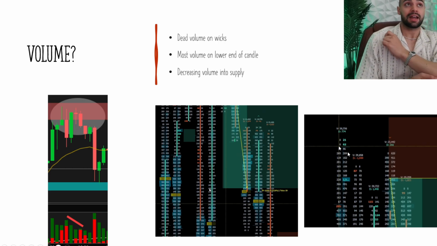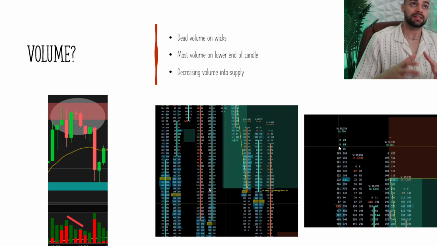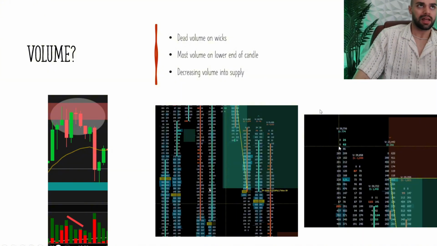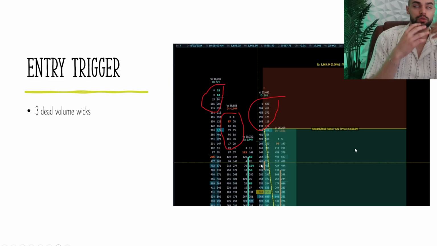Most of the volume on these candles is on the lower end, so it means there was more interest in transactions at the lower end of this consolidation range, which usually means the sell side is a little stronger. And then we also saw decreasing volume right into supply, which is a big tick for me. My entry trigger was three dead volume wicks, which is a huge trigger for me that I use a lot.